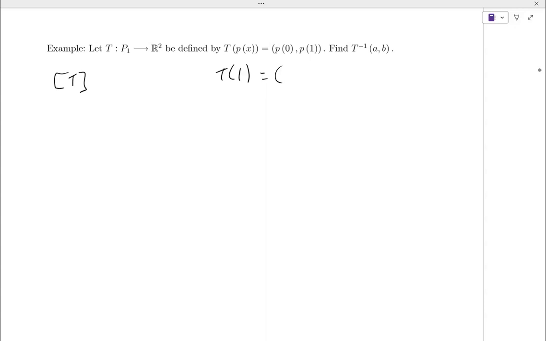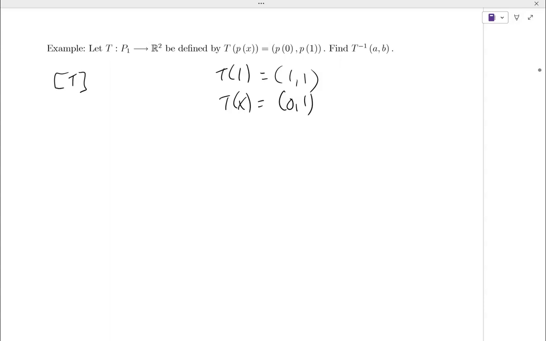What's the first component? Yeah, 1 and 1, right? I get 1, 1, the vector 1, 1. When you plug in x, what do we get out? 0, 1, right? Because I put 0 into x and I put 1 into x, right?